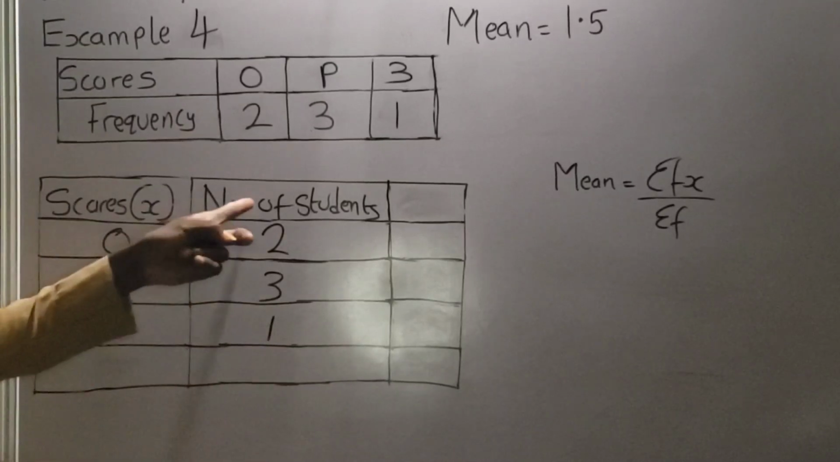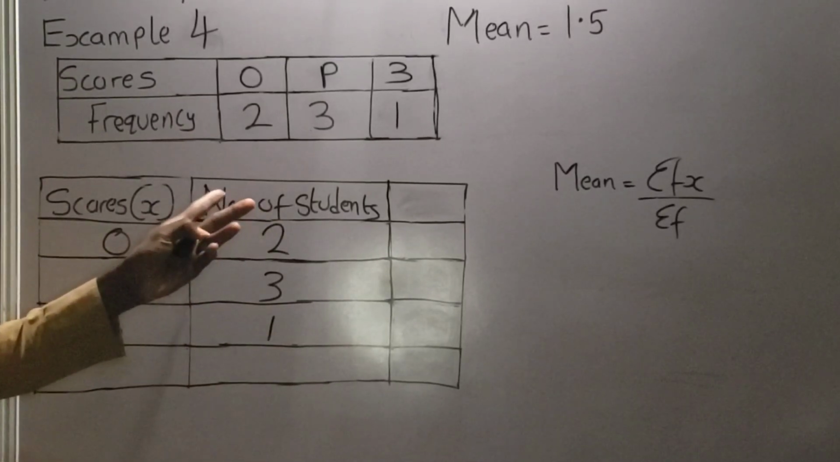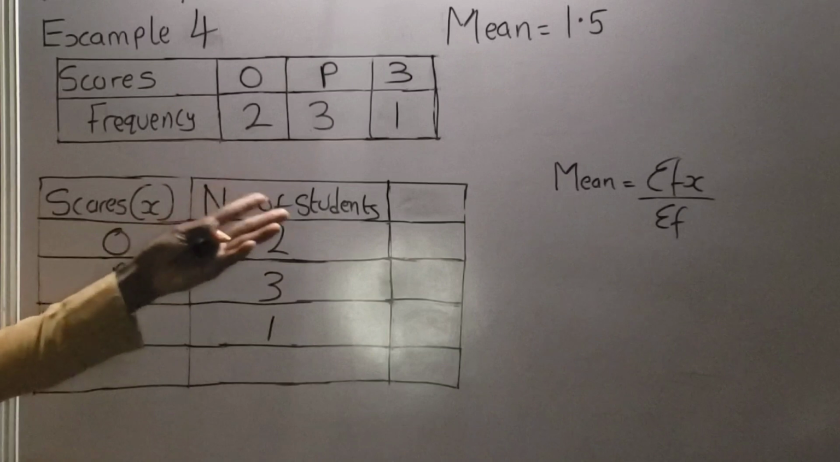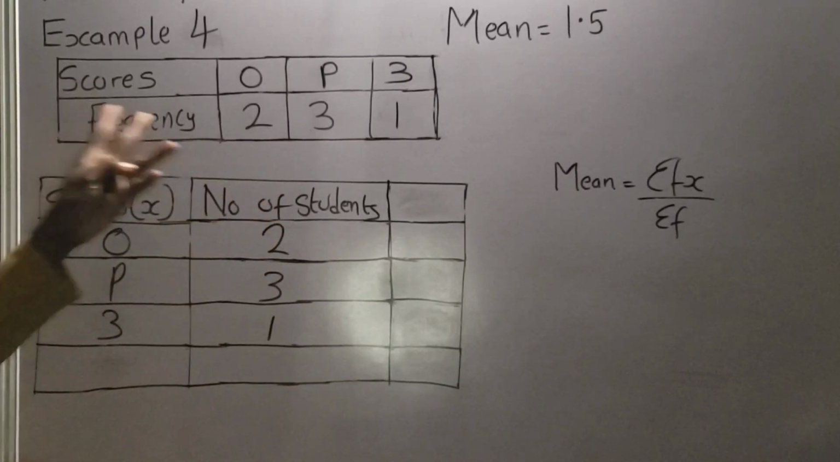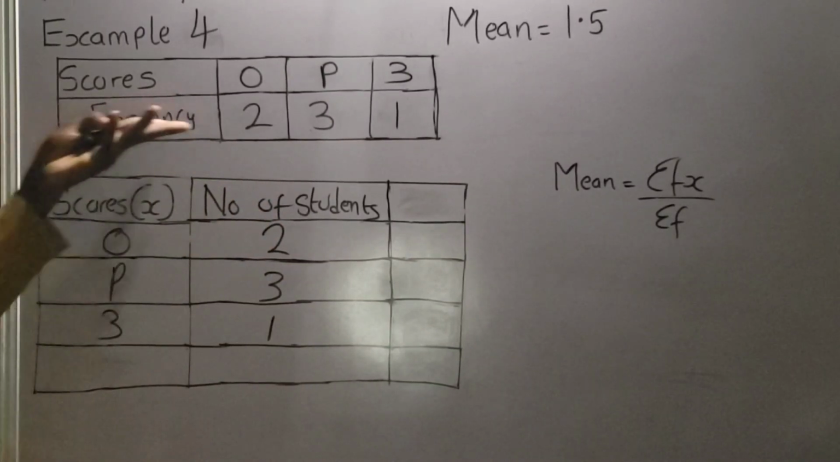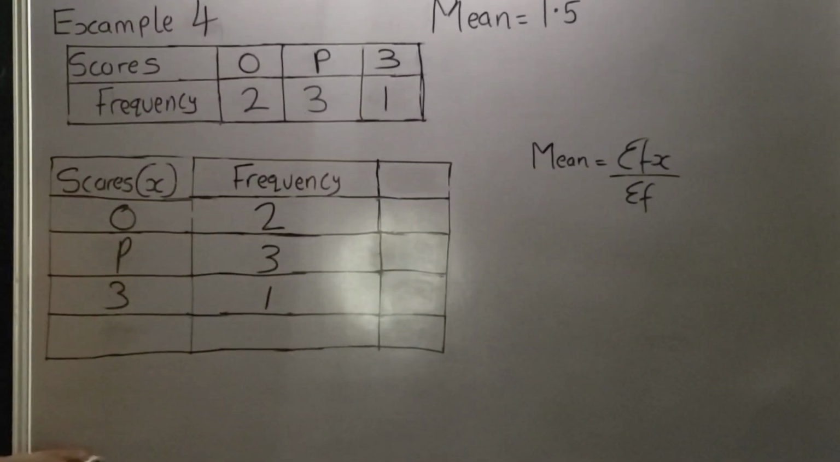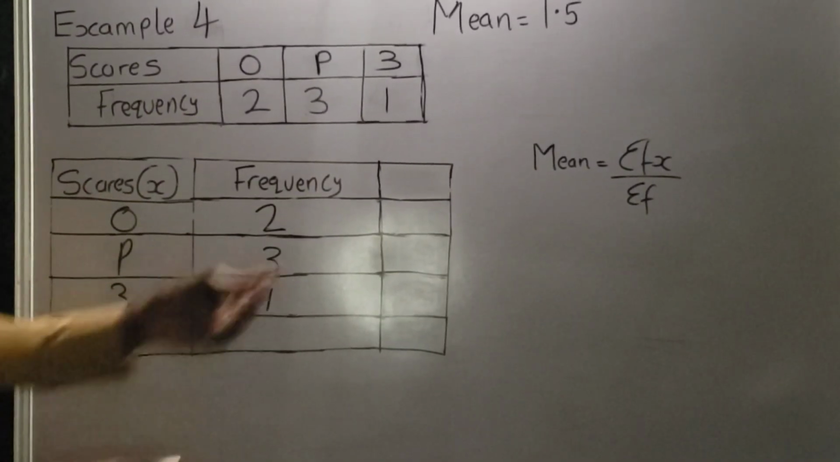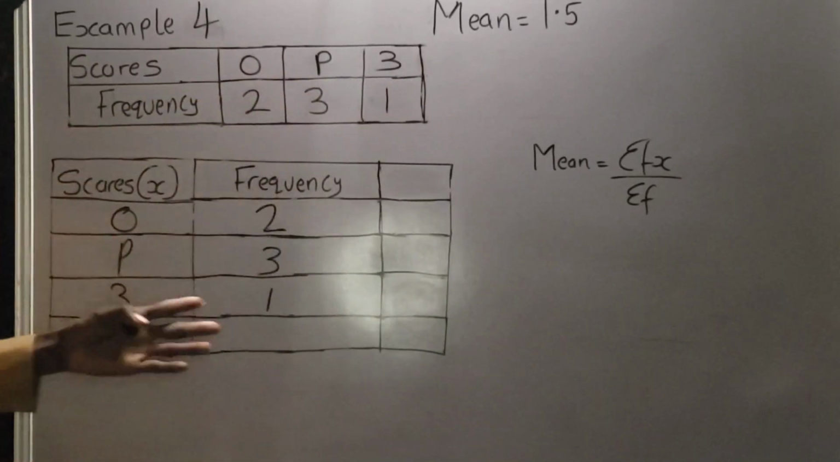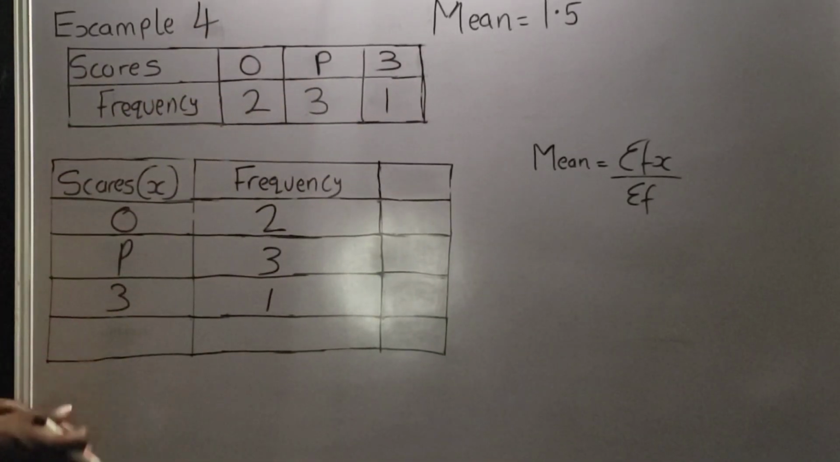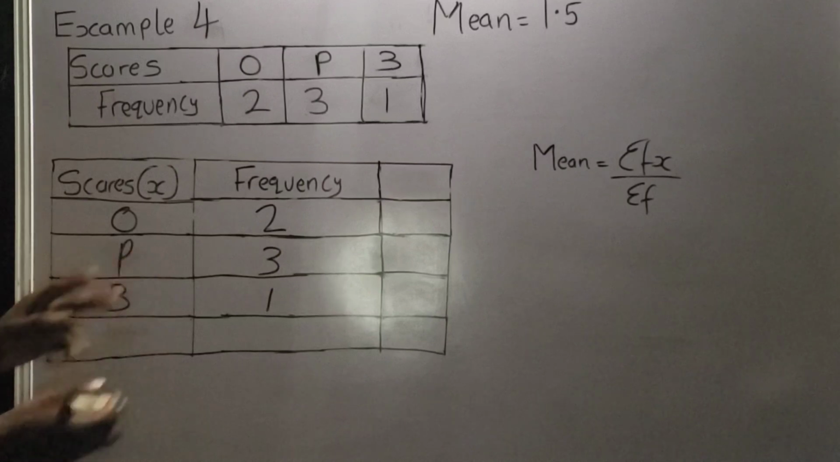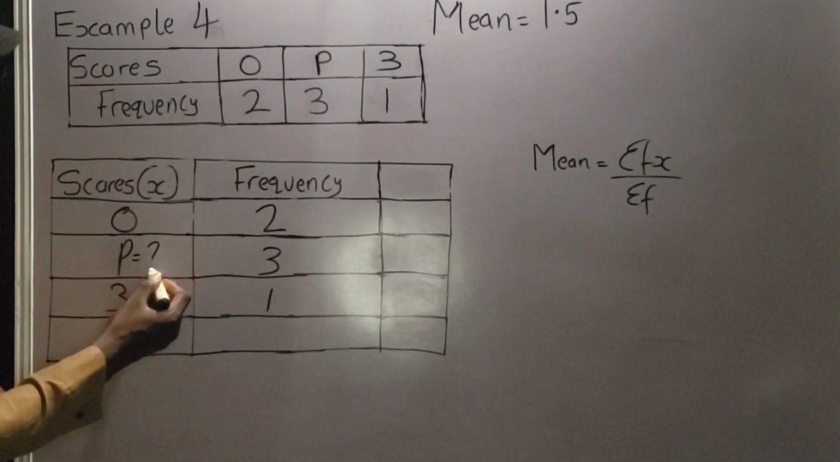You can represent this as frequency instead of number of students, because we have frequency on the table. So I'm going to change it now. Since we have been given the mean of the frequency distribution, we are going to use the formula of mean to determine the value of p. Don't forget that we are told to find the value of p.